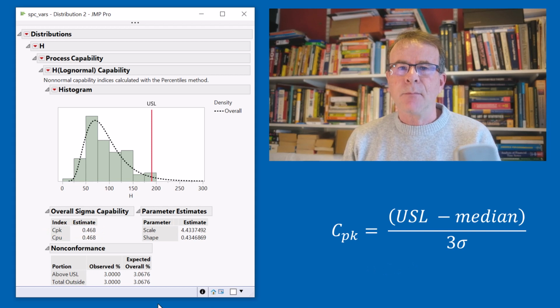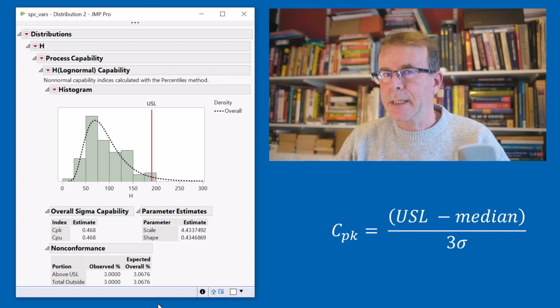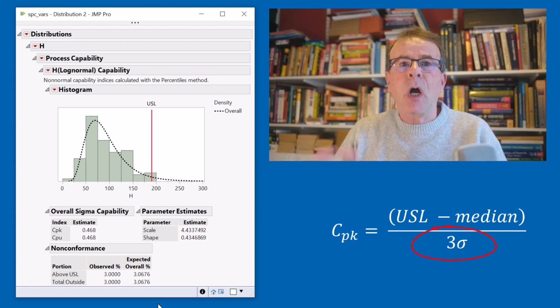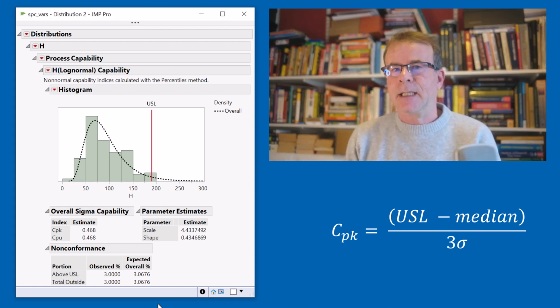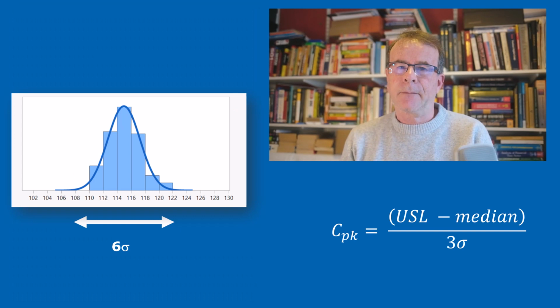When I'm thinking about median, I'm thinking about a percentage point. And JMP is actually using a technique known as the Percentiles Method. But we have to go one step further. We have to think about what's on the denominator. I've got a value 3 sigma here, which is half of 6 sigma, and 6 sigma is the width of a normal distribution. Now that value of 6 sigma is only a convention.